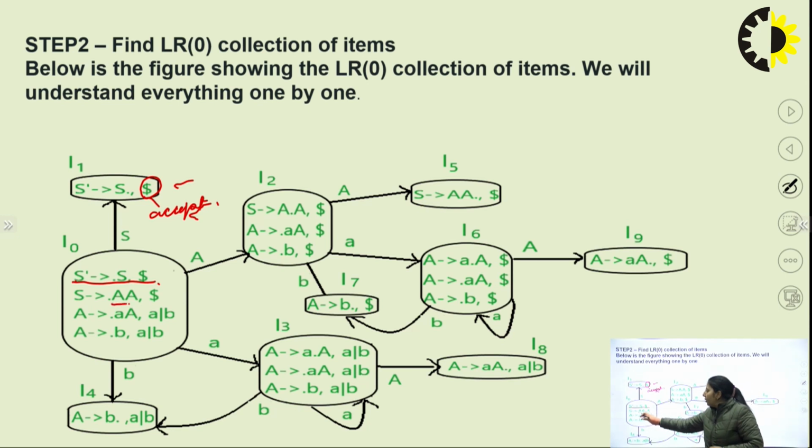You can see here, for A we have moved here, and why have we included this? We have included this because this non-terminal A has the dot preceding it. So, we have included all those productions of A, right.